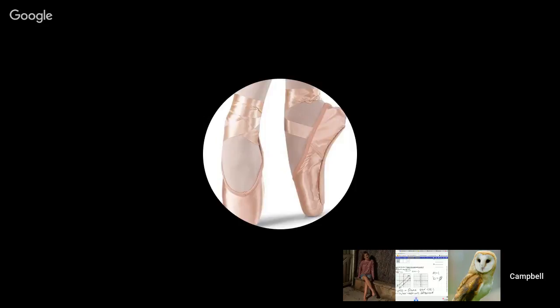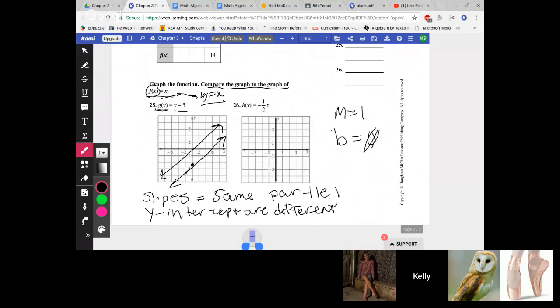So that's how you compare the graphs. You graph both of them, and then you would write: slopes are the same, so the lines are parallel, and the y-intercepts are different. One is 0, one is -5. Does that make sense? Yes.